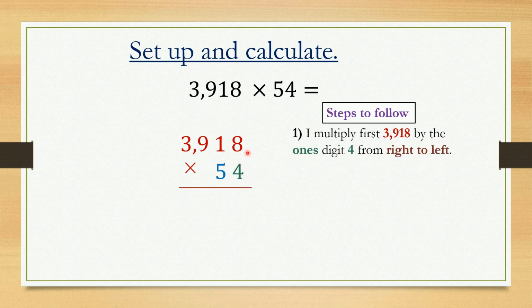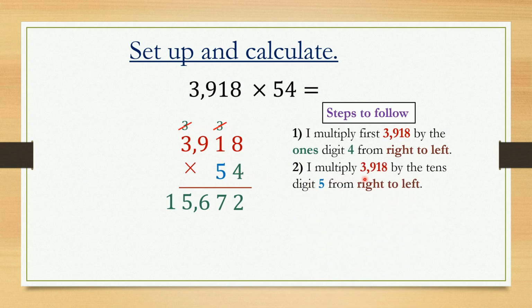Let's start. 4 times 8 equals 32, I write 2, and I carry 3. 4 times 1, 4, plus 3 equals 7. 4 times 9, 36. I write 6 and I carry 3. 4 times 3, 12, plus 3, 15. I write 5, I carry 1, but here there's nothing, so I write the 1 next to the 5. In the end, I place the comma. Now I cross the carry, both carries, because I don't need them in step 2.